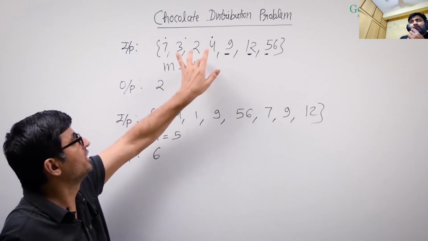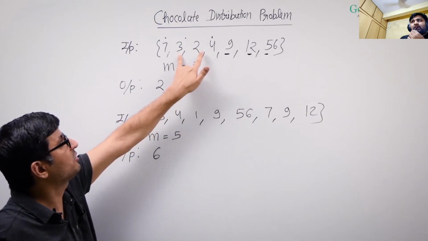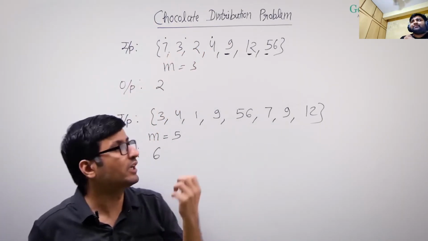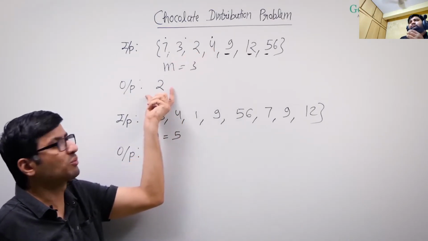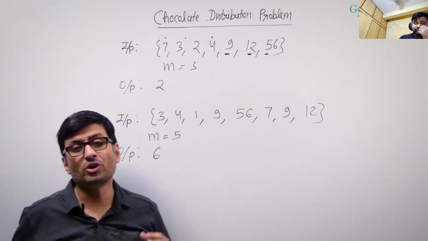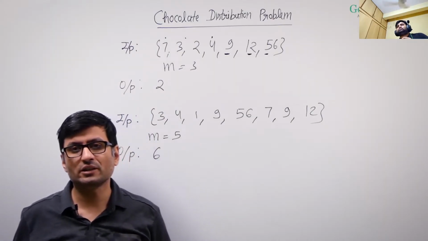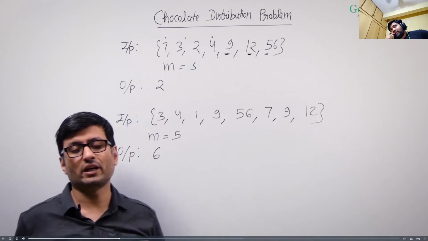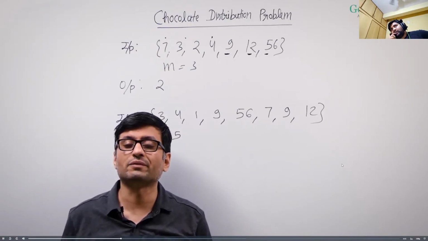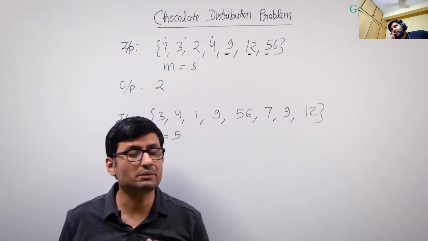Out of all these differences, 3 to 4, these 3 elements, these 3 values form the minimum difference. And the difference between minimum and maximum for these 3 is 2. That is why the output is 2. So we need to produce the minimum difference in a set of m elements. So we need to pick m packets such that the difference between minimum and maximum is minimum.